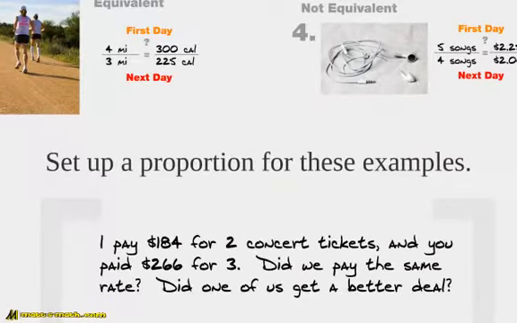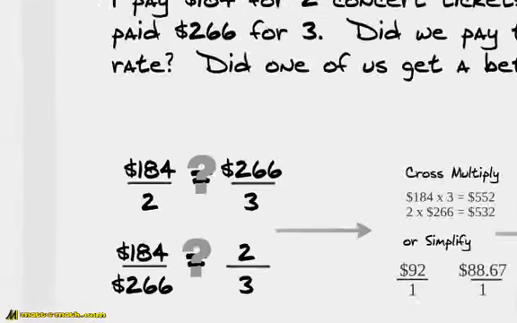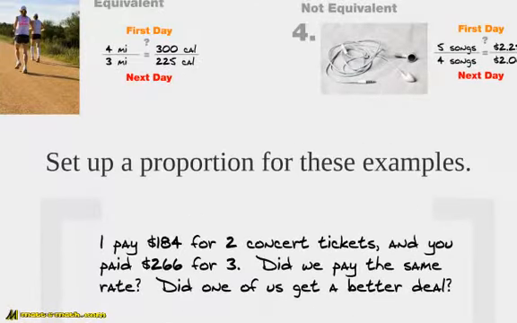All right? So let's set up a proportion with these examples. Let's talk about it this way. I pay $184 for 2 concert tickets, and you pay $266 for 3. Did we pay the same rate? Did one of us get a better deal?